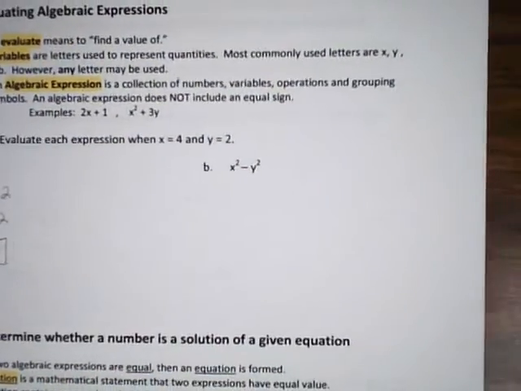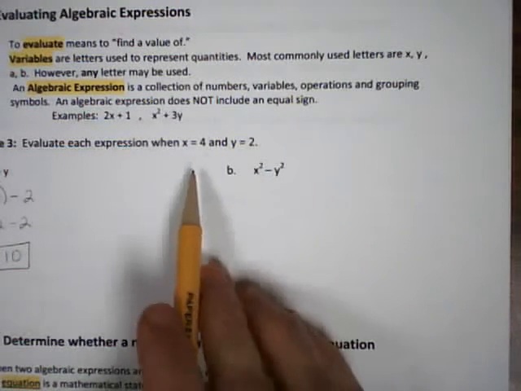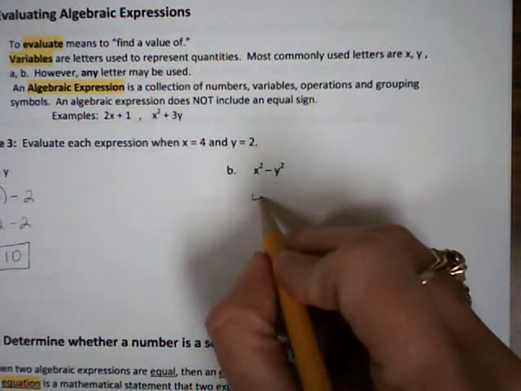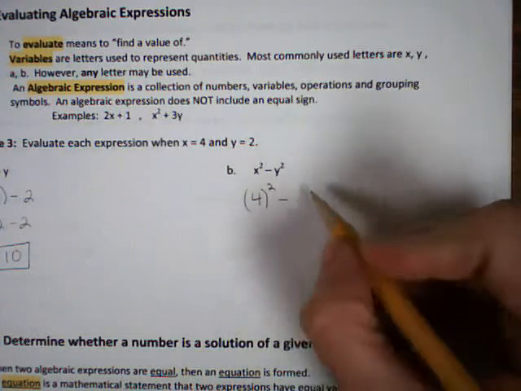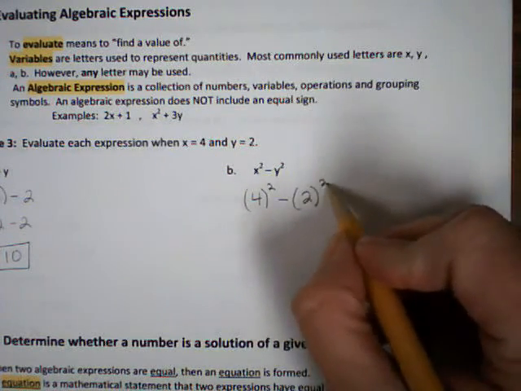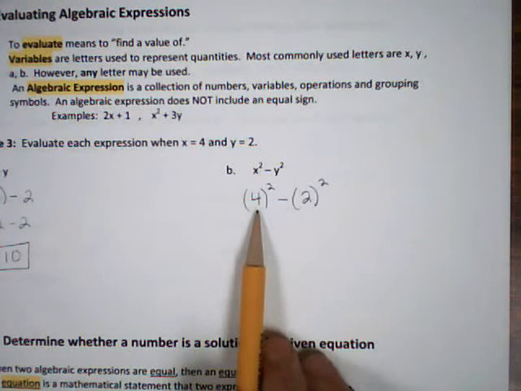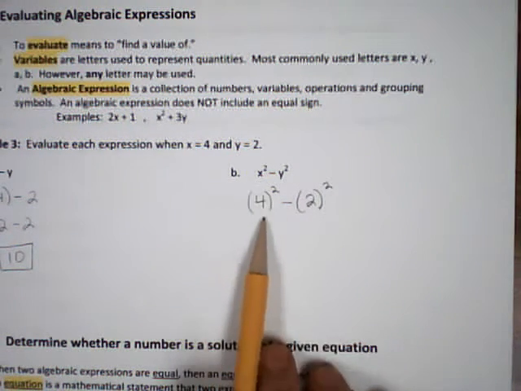On B, we have the expression x squared minus y squared. Again, I'm using the same values given in the example. x is equal to 4, so that would be 4 to the second power minus y is equal to 2, to the second power. And typically, if you're going to replace, especially something that's raised to a power, always put it in parentheses, especially if it's a negative number that we're putting in. We'll talk about that later on in the future sections. But it's a good idea to put those in parentheses when you replace those.